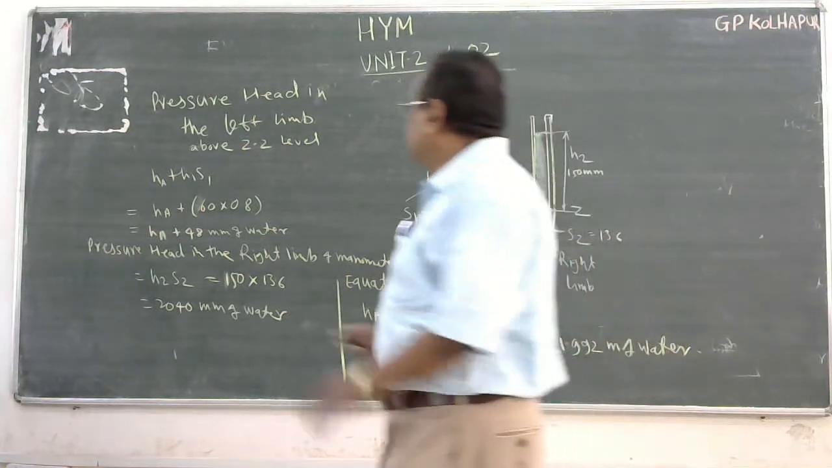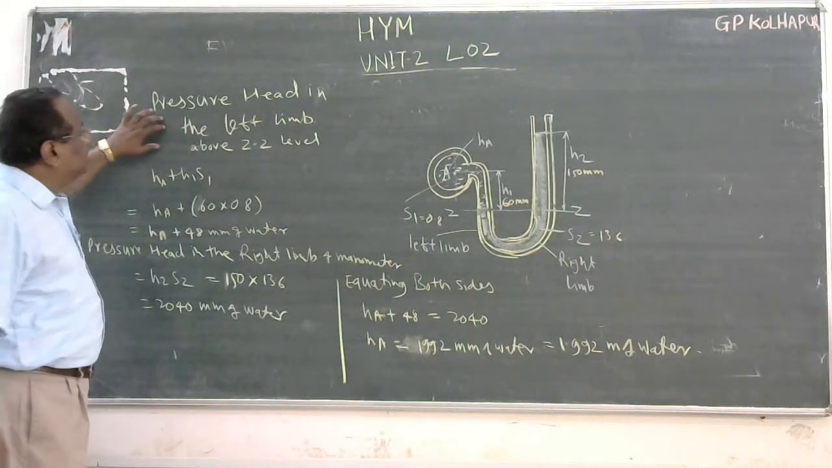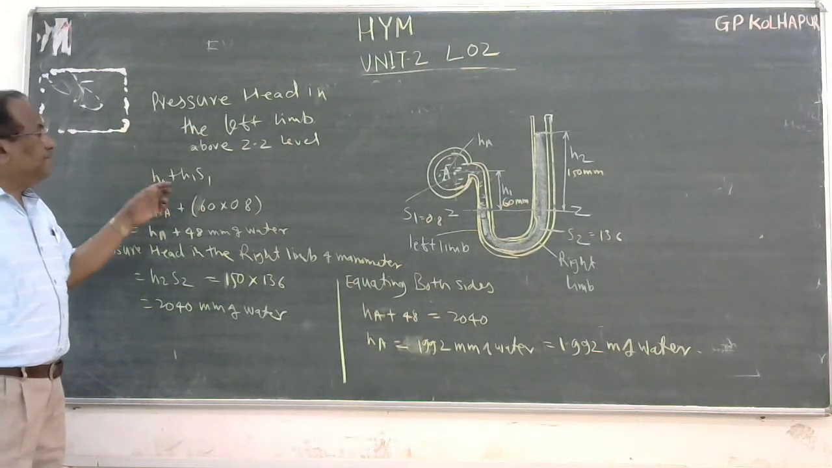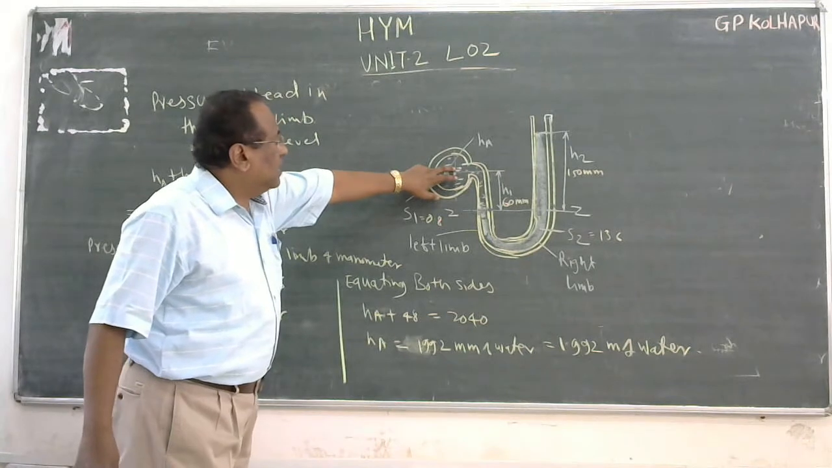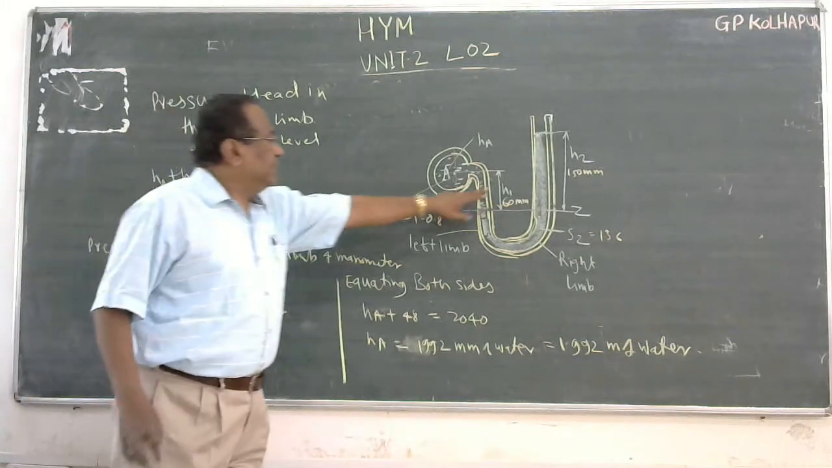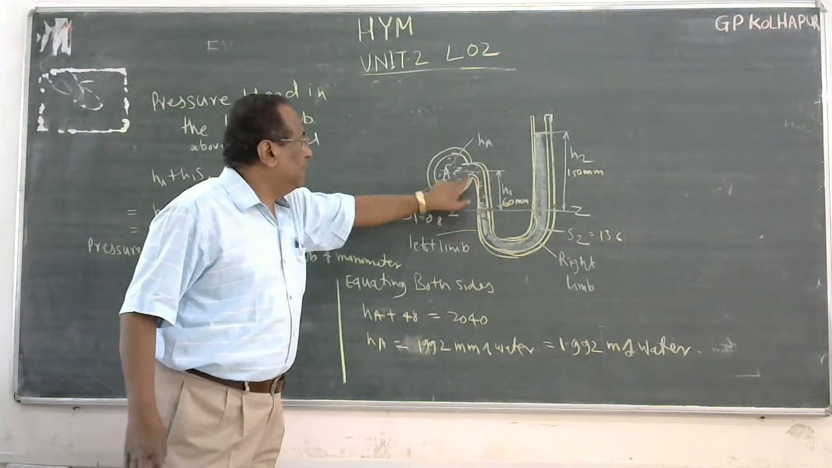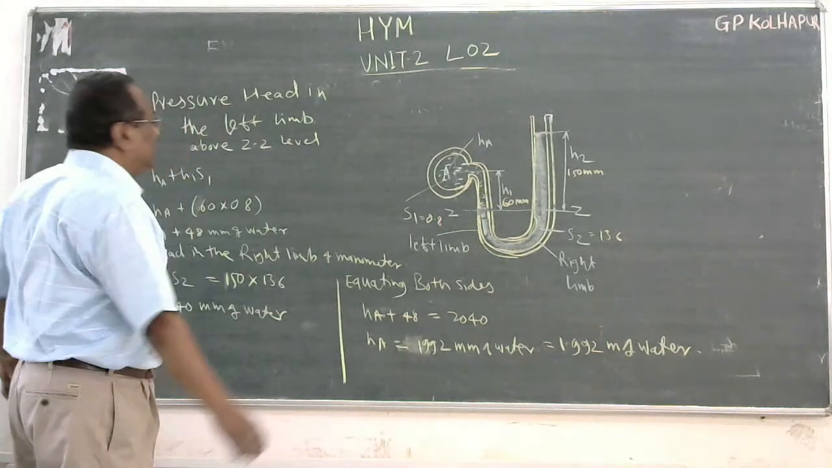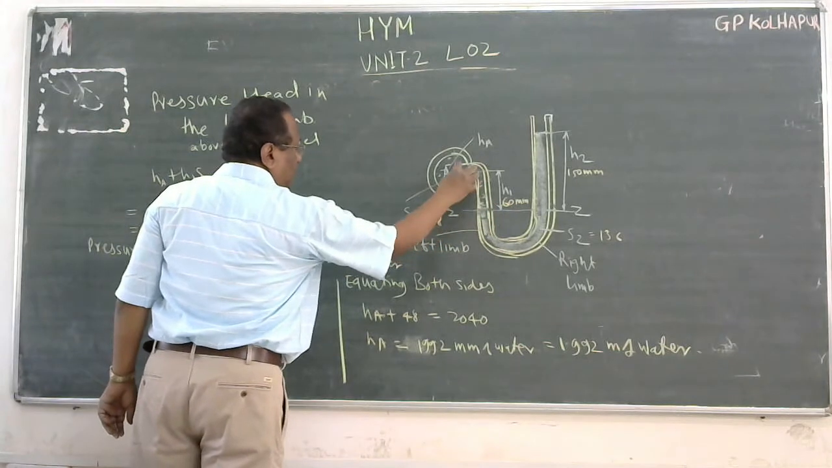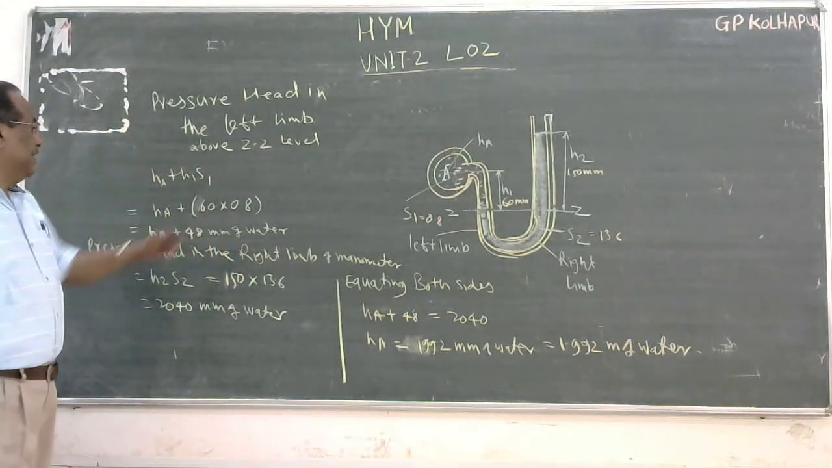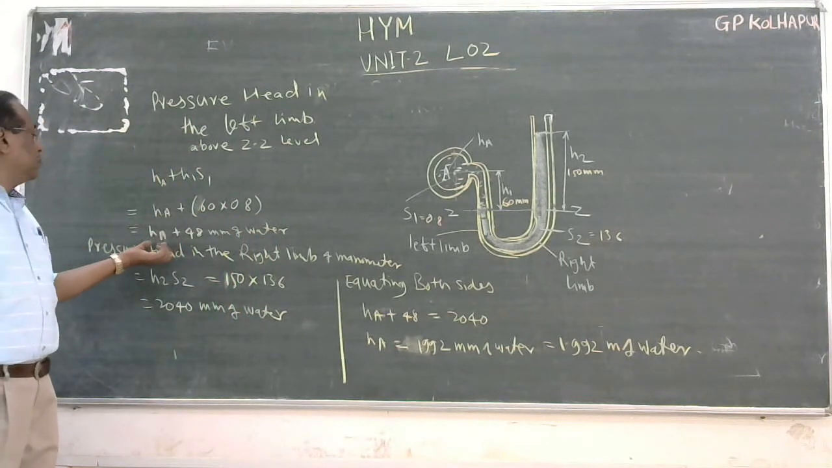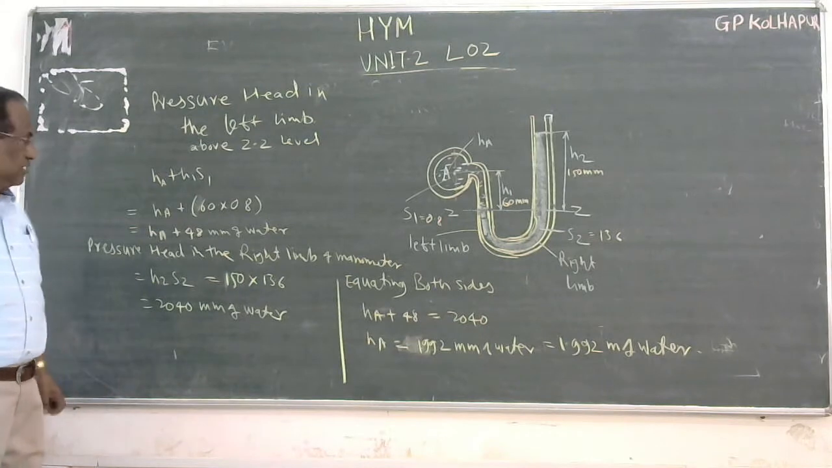Let us write the equation for the pressure head in the left limb of the manometer above ZZ level. We know that it is HA, that is the pressure head of liquid in the pipe at this point, plus H1, that is this height, multiplied by the specific gravity of the liquid in this pipe. The same liquid is here up to this point, so the specific gravity will be 0.8, 60 multiplied by 0.8. It comes out to be HA plus 48 mm of water.